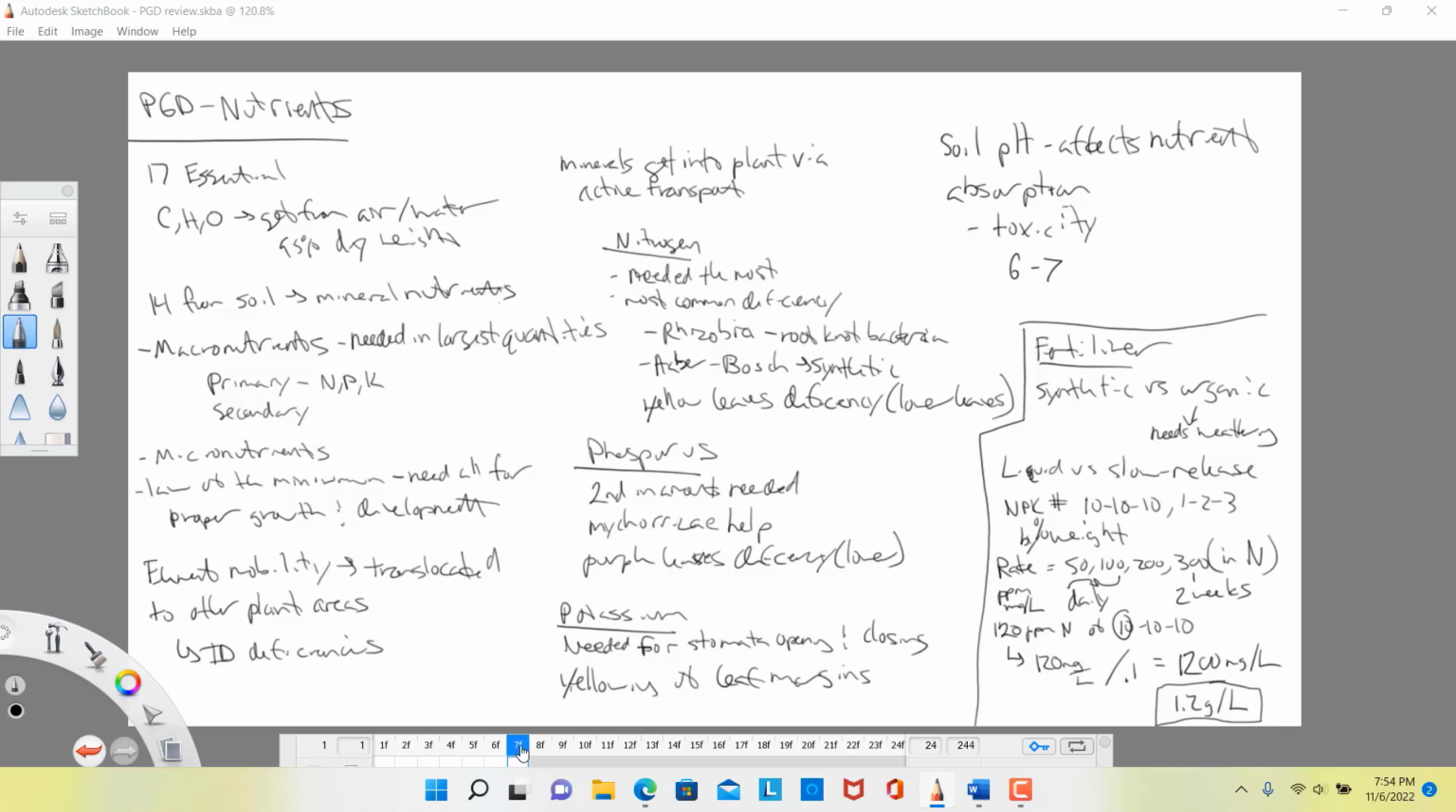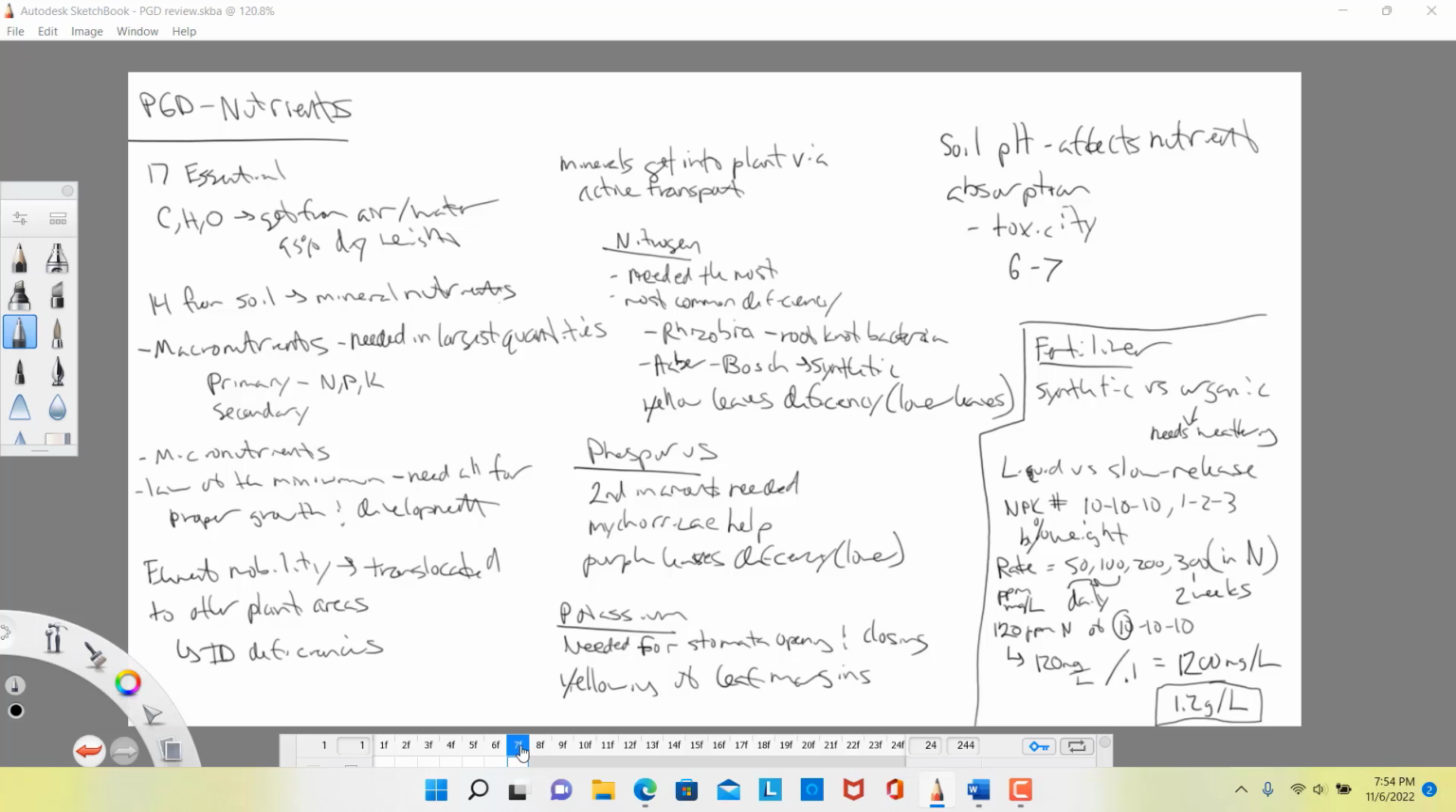Most important isn't quite the right word, but those are the 3 that we need the most of in terms of quantity. Right? And I don't want to say most important because all of these nutrients are needed, right? You need all of them for the proper growth and development of your plant. That's referred to as law of the minimum, right? But in terms of quantity, we need those primary macronutrients the most.